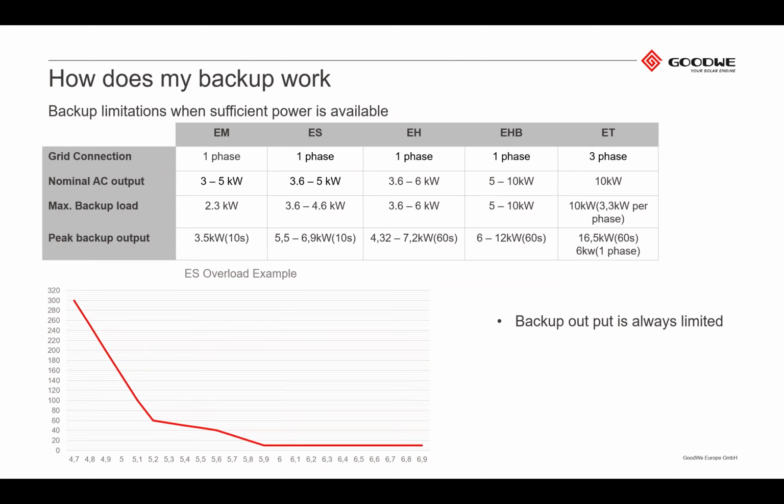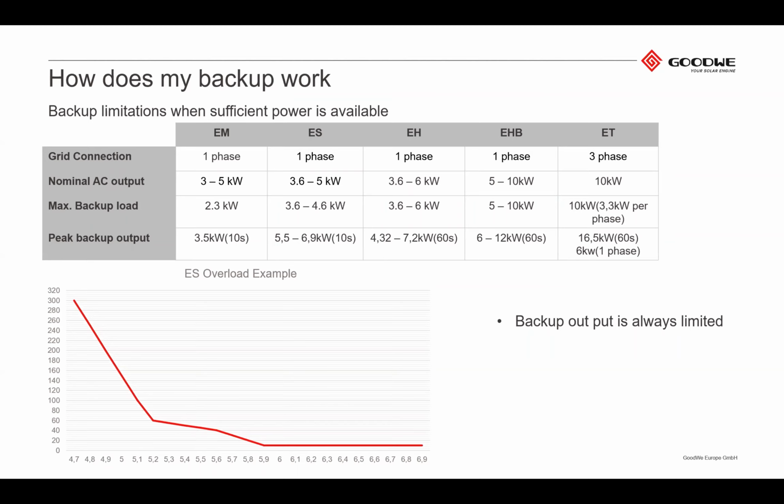Then we have the EA series, which isn't really in South Africa. Then our new EHB series, of which a lot of stock will be arriving quite soon, so you can contact your distributors about that. Quite soon we'll have a lot of them in the country. They start from 5 kilowatt to 10 kilowatt, and you'll see the overload capacity on these devices is roughly 10 to 20%. The 5 kilowatt can overload up to 6 kilowatt, and the 10 kilowatt goes up to 12 kilowatt on overload. But you'll see the overload time on these ones is quite a bit longer. It's 60 seconds.